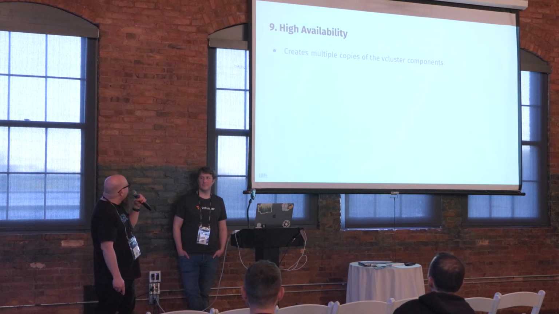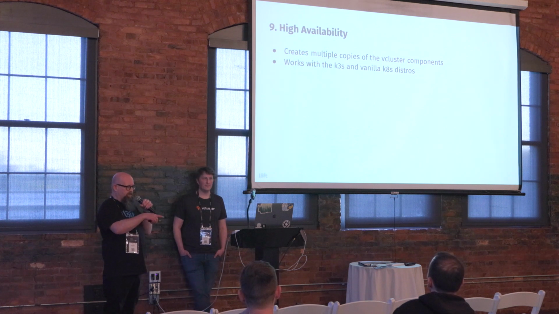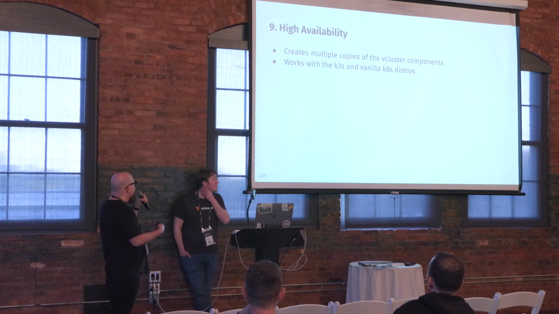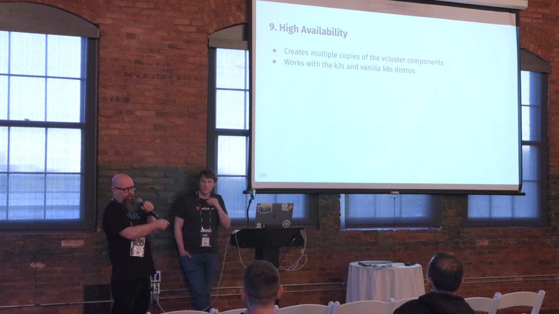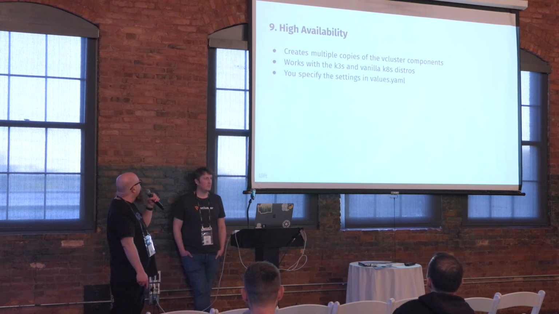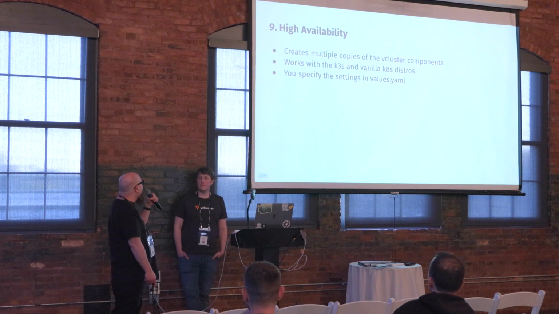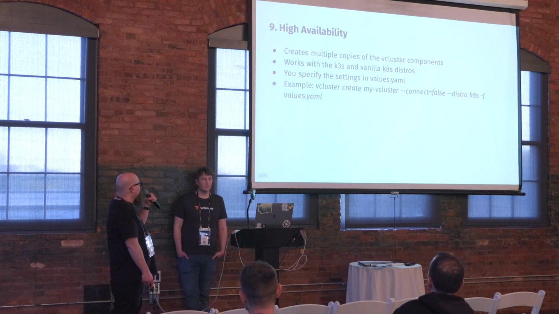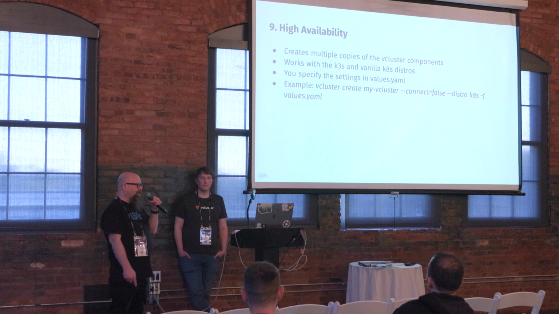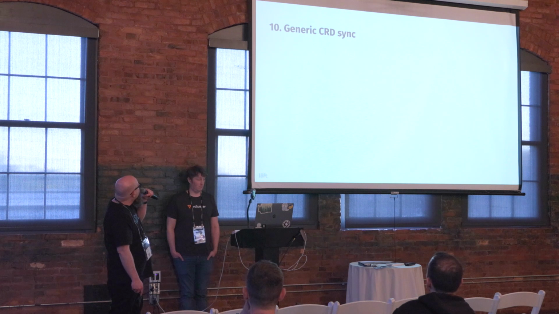So we added in this HA feature. It creates multiple copies of the vCluster components, and it works with both the K3s distro, which is the default one, and also the vanilla Kubernetes one. It's actually kind of new that it works with K3s. We just added that recently. And you specify the settings for how many replicas you want in the values.yaml file. And here's just an example command line. So you literally are just running vCluster create and pointing it at that values file and specifying the distro. And Carl's going to show you how that looks in just a minute.